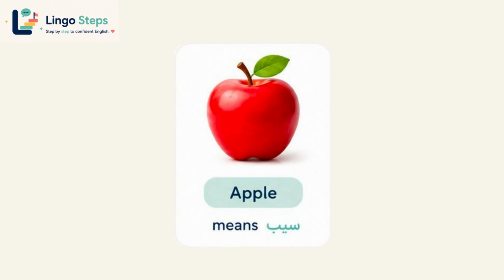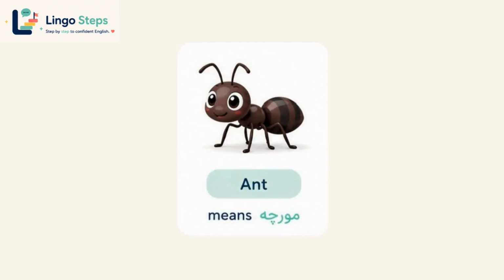Apple. Repeat. Apple. Apple یعنی سیب. Ant. Repeat. Ant. Ant یعنی مورچه.